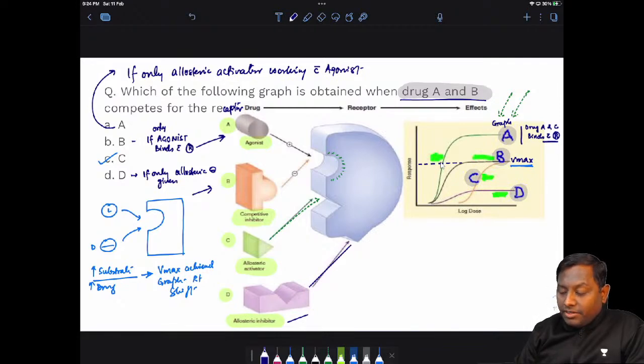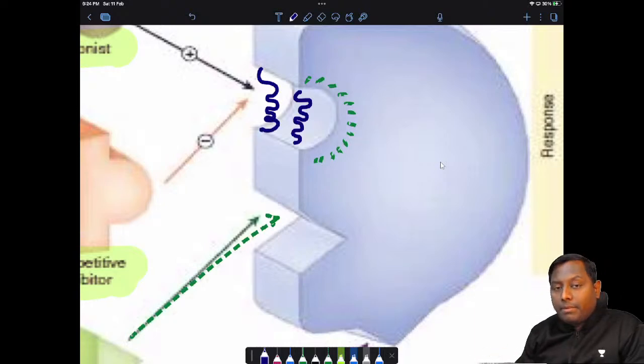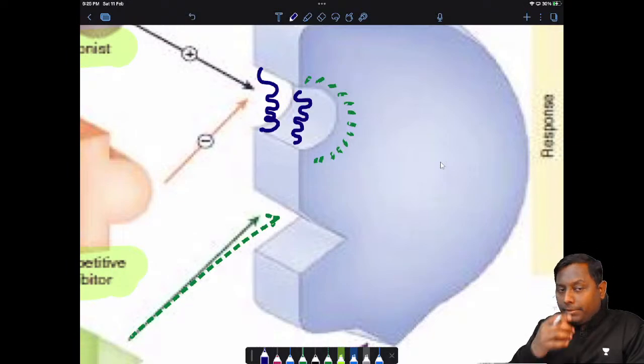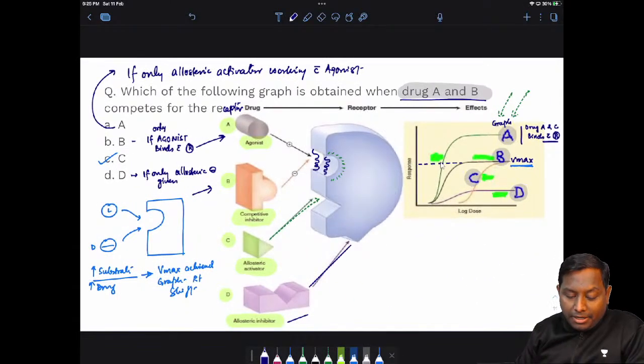And after acting at a different site, they can bring some configurational changes in the receptor. Because of the configurational changes, this receptor will not be able to take the new compound or any other drug. No matter how much dose you give, it will not be accepting any new drug. So this is called an allosteric inhibitor, also known as a non-competitive inhibitor.